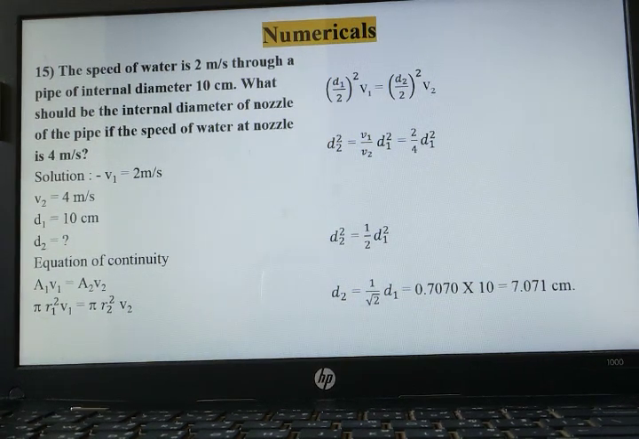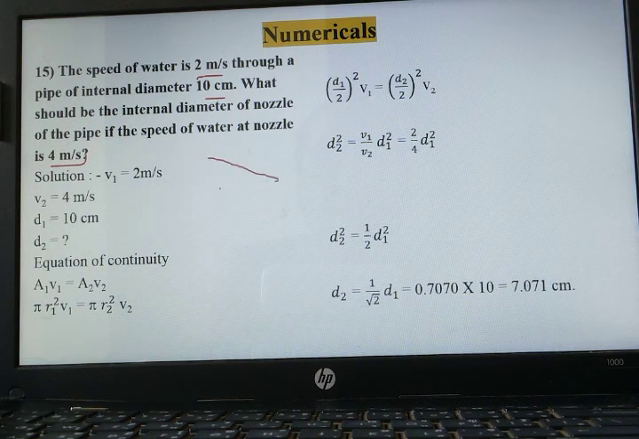Next one. The speed of the water is 2 meter per second through a pipe of internal diameter 10 centimeter. The pipe is flowing with a speed of 2 meter per second with an inner diameter of 10 centimeter. What should be the inner diameter of the nozzle? We have to find out the inner diameter of the nozzle, if the water is flowing through the nozzle with a speed of 4 meter per second.